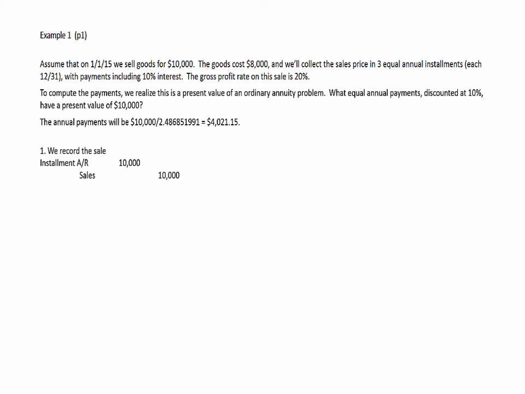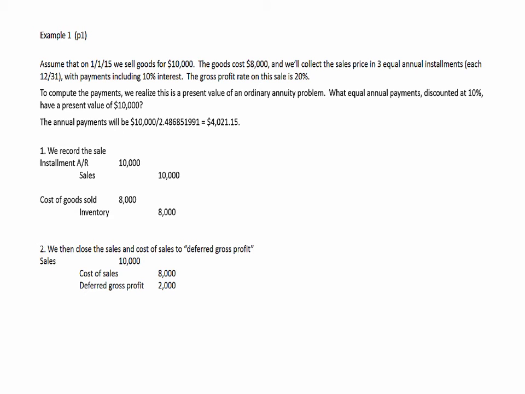First, we record the sale of the asset. So, basic sale on credit. We record the cost of goods sold. And at the end of the period, we close the sales and cost of goods sold to deferred gross profit. So again, instead of closing our revenue and expense to income summary, we close them to this deferred gross profit account.